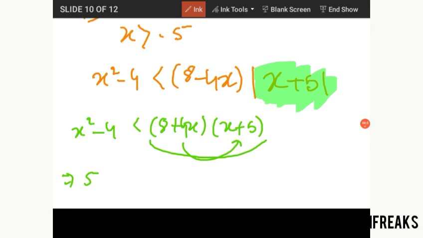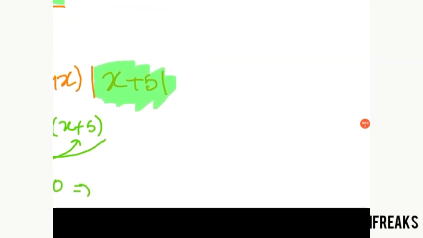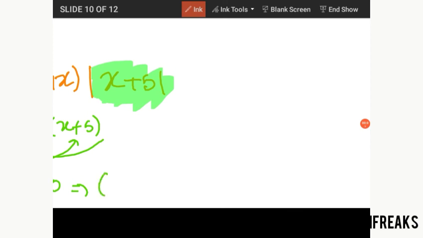Correct. Okay, so what you're going to get is 5x squared plus 12x minus 44 is less than 0. Correct. Now what you have to do is factorization. So after the factorization you are going to get it as (5x + 22) multiplied by (x - 2) is less than 0.